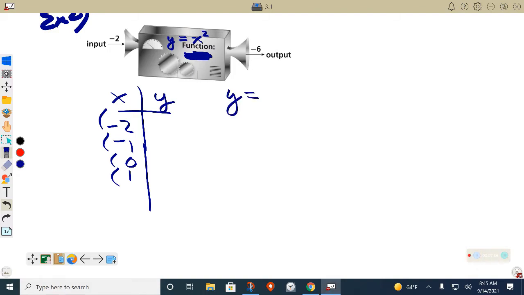So x is -2. I'm replacing x. Look, the function is taking that input and squaring that puppy. So y is 4. Nice.